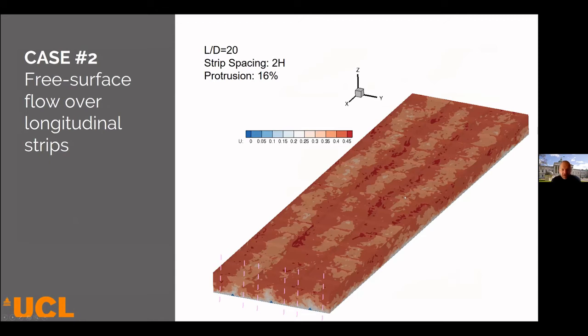Here we've done a simulation that is sort of analogous to some experiments from the University of Aberdeen, and this is a fairly long domain. We know that these very large scale structures of motion extend over a wide area in the streamwise direction, so we had to go with a very long domain. At the bottom here you can see these blue triangles. These are the strips. And you can see the intermittent high and low velocities on the water surface.